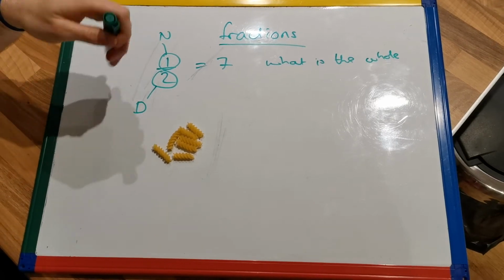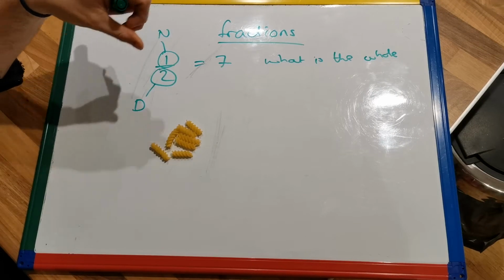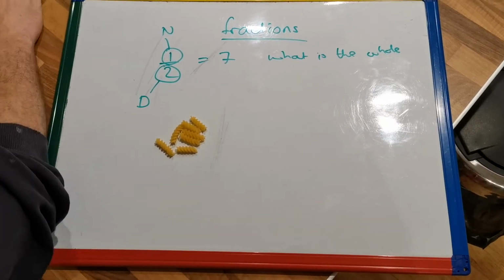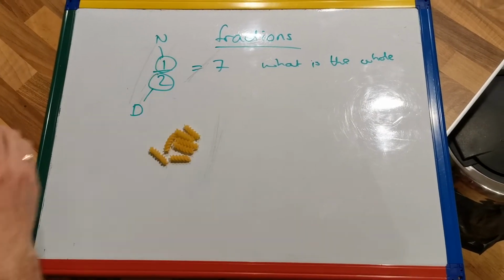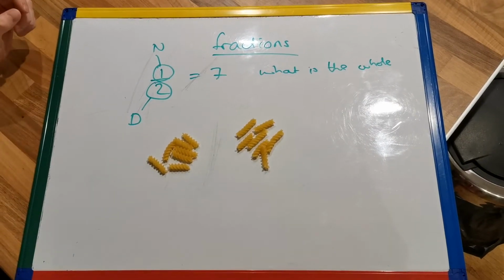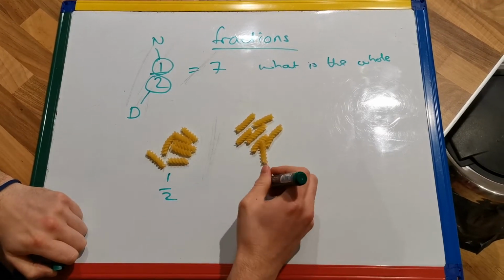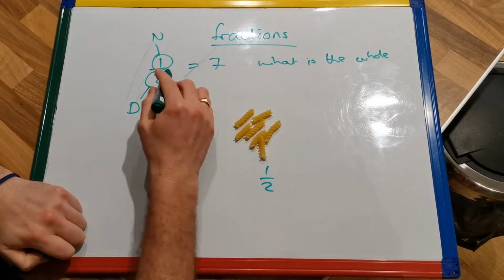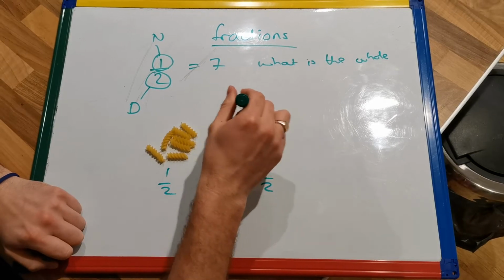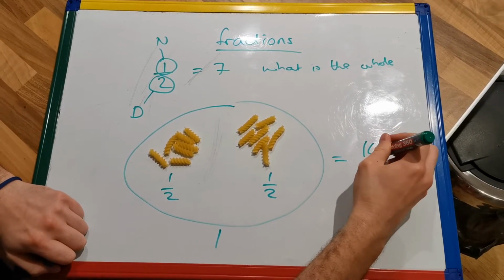But the denominator tells me that for the whole, I need 2 parts of equal amounts. Because fractions have to be equal, one part equals 7, the other part also equals 7. So here, that is 1/2, and that is 1/2. So 1/2 equals 7, which means that the whole must equal 14.